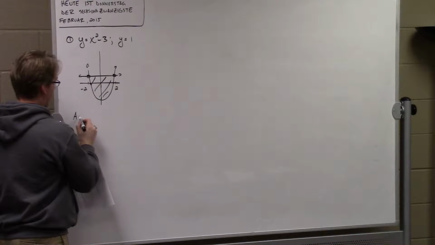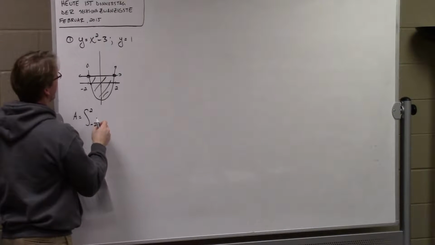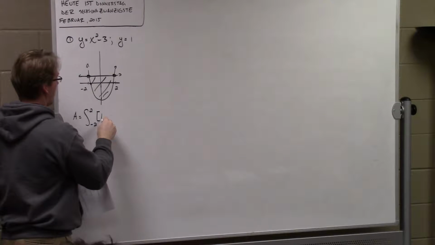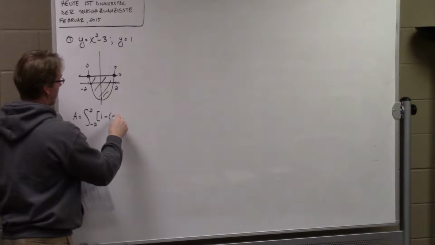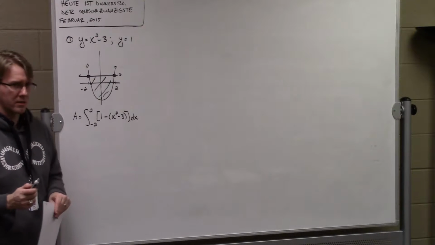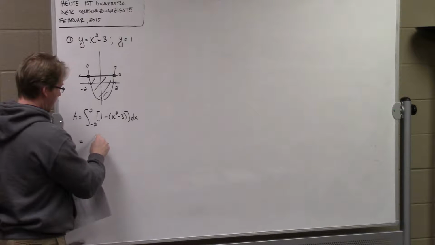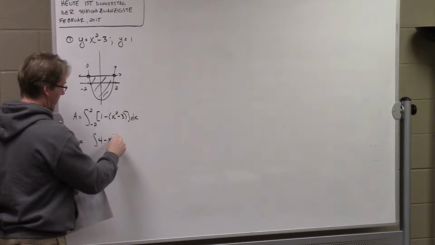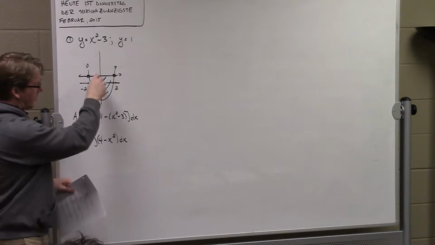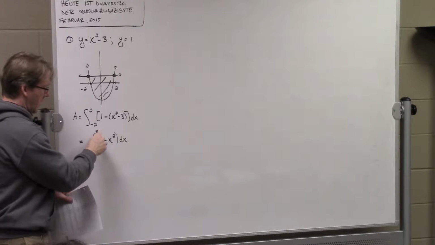It's just going to be top function minus bottom function, from -2 to 2. Top function in this case was the line, which was 1. Bottom function was the parabola, which was x squared minus 3. This is not the way I did it, but it's a decently good setup. First thing I would have done is clean up the inside, which is going to be 4 minus x squared. The other thing I did, to make it a little easier on the math, I noticed the symmetry involved, so instead of going from -2 to 2, I only went from 0 to 2, and then doubled it.